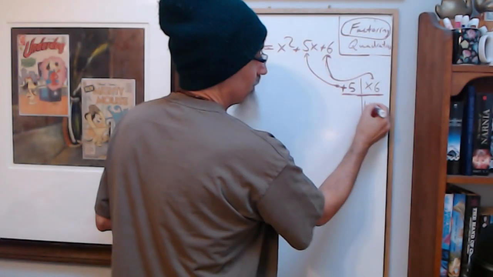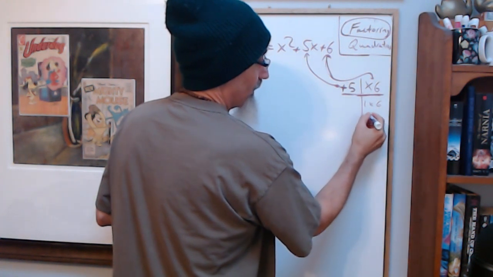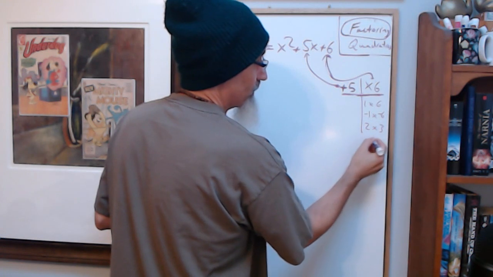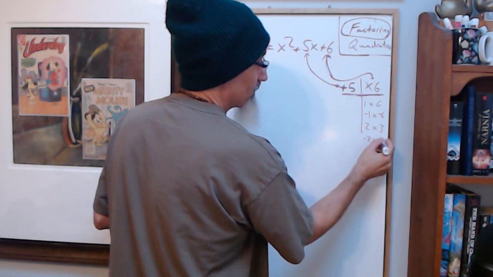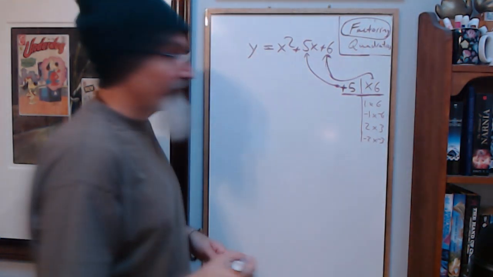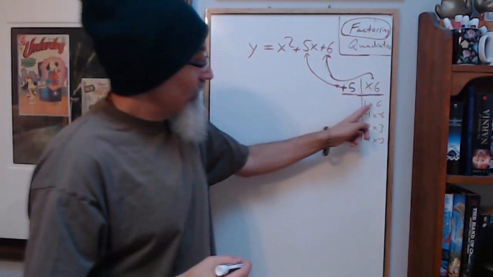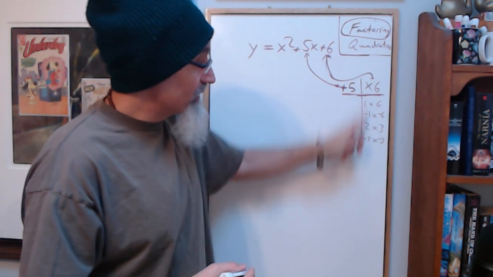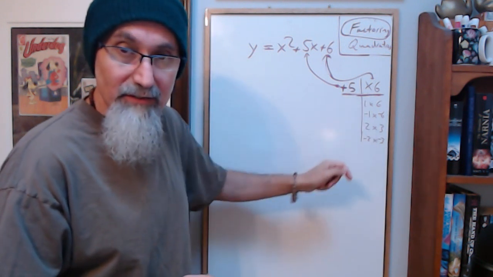We've got 1 times 6, negative 1 times negative 6, 2 times 3, negative 2 times negative 3. 1 times 6 is 6, negative 1 times negative 6 is 6, 2 times 3 is 6, negative 2 times negative 3 is 6.